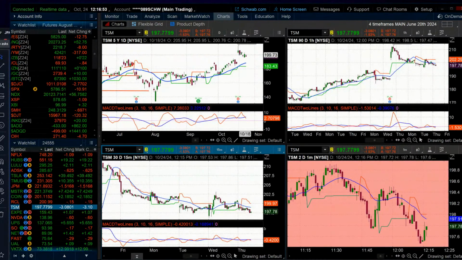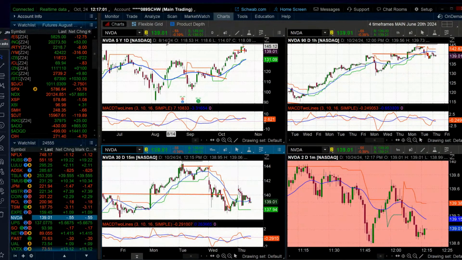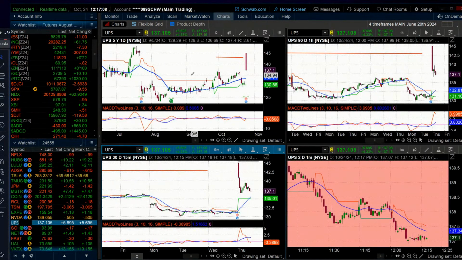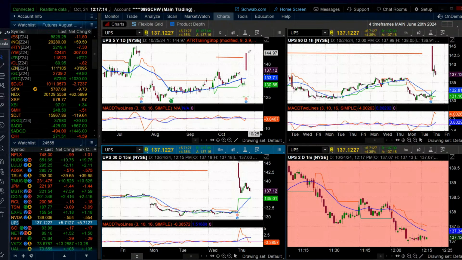Taiwan Semi's too high. NVIDIA, everybody is loving stock. I'm just saying from an algorithm point of view, this better hold. UPS, that's what happens when something gets too far over its 20 in this environment. Yeah, it sold off 8 points.